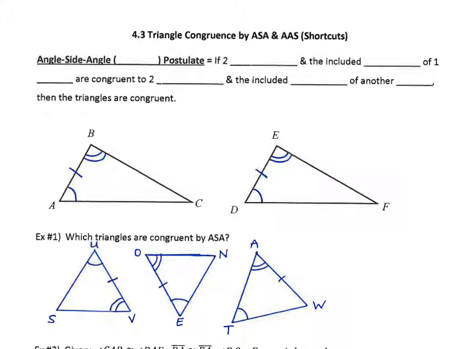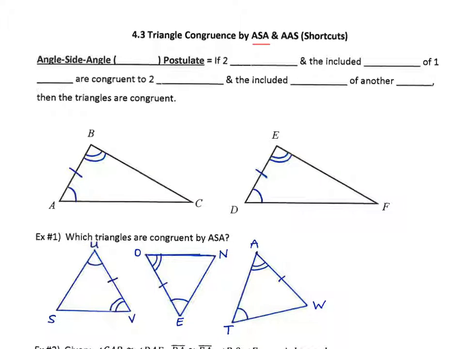Okay, 4.3 is Triangle Congruence by ASA and AAS. So there are 4 shortcuts that have 3 letters. What were the first 2 we did? SSS, SAS. Today, we're doing ASA and AAS.